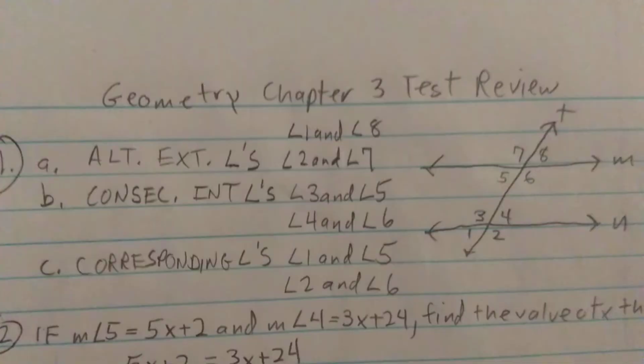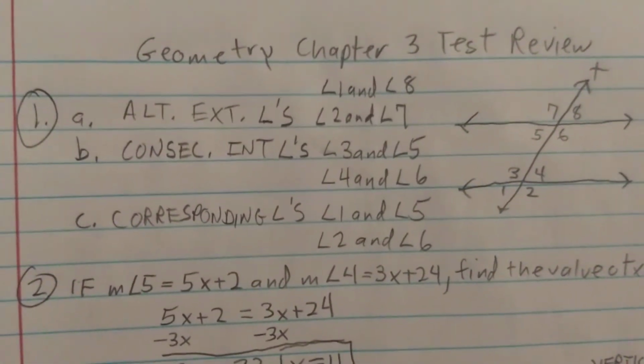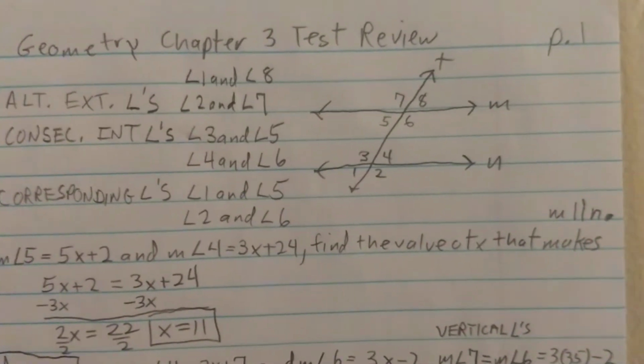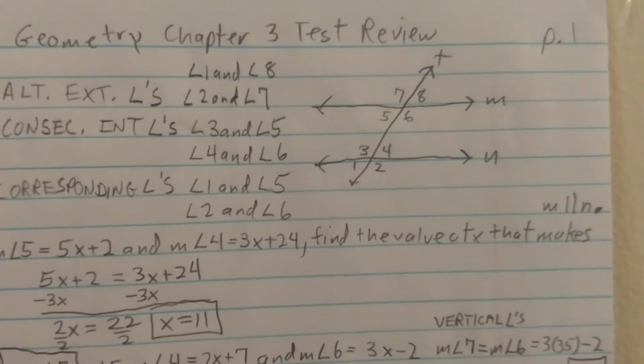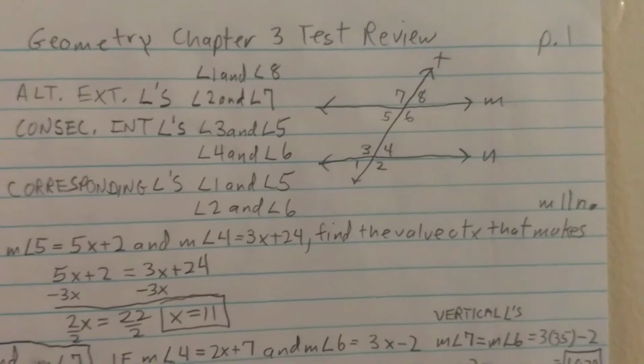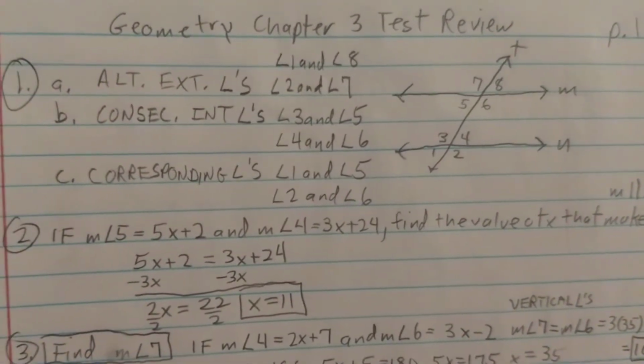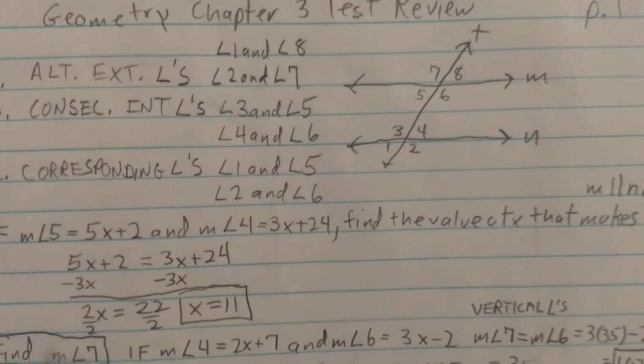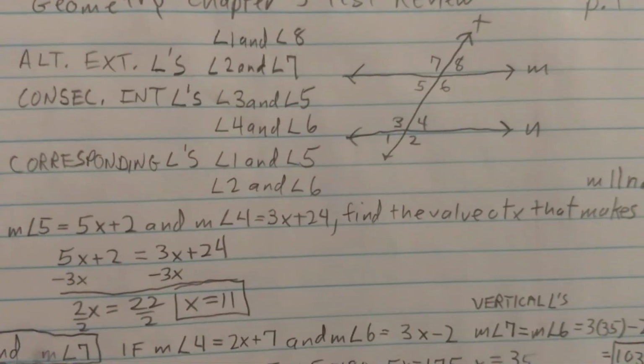This is our Chapter 3 test review, so here it is. Looking at our figure with the parallel lines M and N and the transversal T with the 8 angles, we're looking at which ones would be alternate exterior angles, and those would be 1 and 8 and 2 and 7.